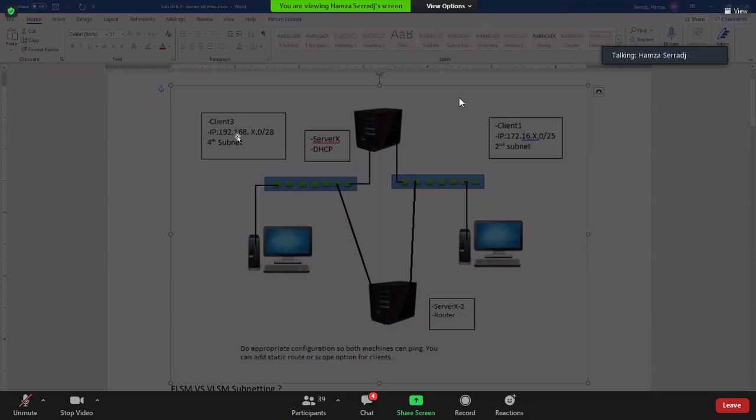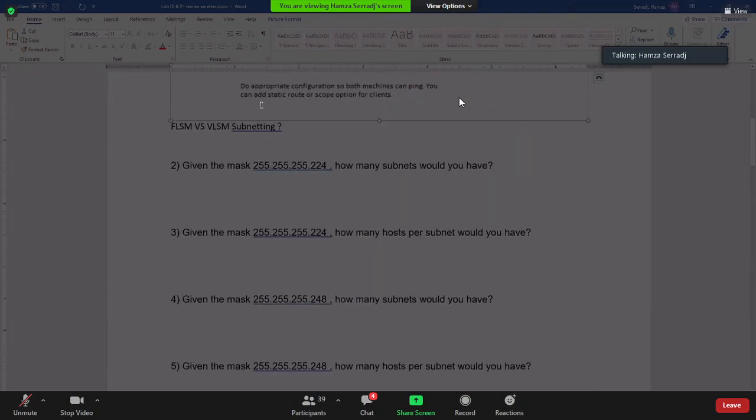X2, yeah, 2 or 3. It's okay. Just show your XID lab number. But the purpose of this lab is to be able to ping from this computer to this computer through this router. This is a server and this is a server. You have two servers. One is playing the role of DHCP and the other one is playing the role of a router. After you just answer those questions.